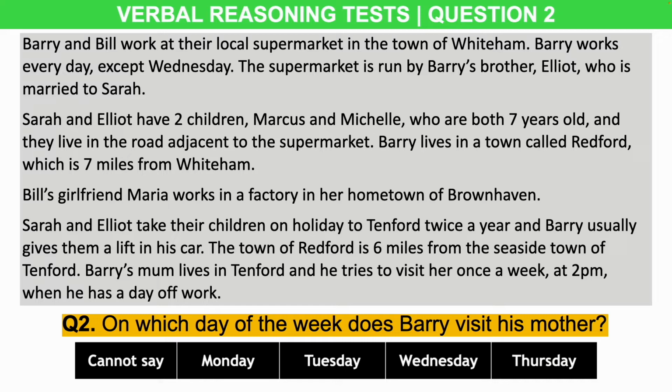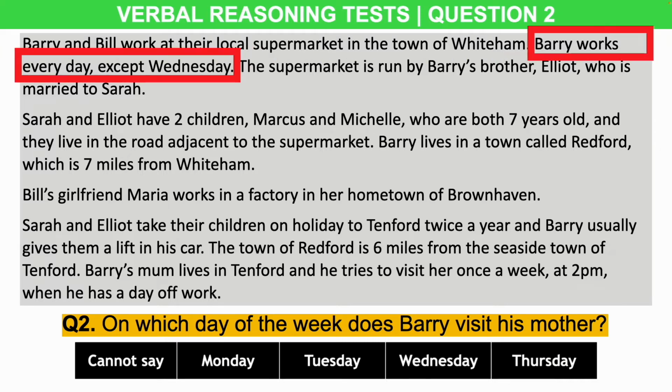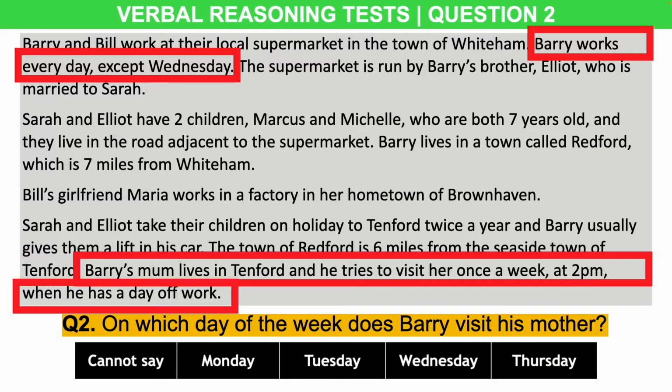So how do we answer the question this time? Well, again, it's all about the process of elimination. In the first paragraph, we are told that Barry works every day except for Wednesdays. In the last paragraph, we are told that Barry visits his mother once a week on a day he is not working. We know from reading the first paragraph that Barry doesn't work on Wednesday. So this is the day that he would be able to go and visit his mother. So the correct answer is Wednesday.